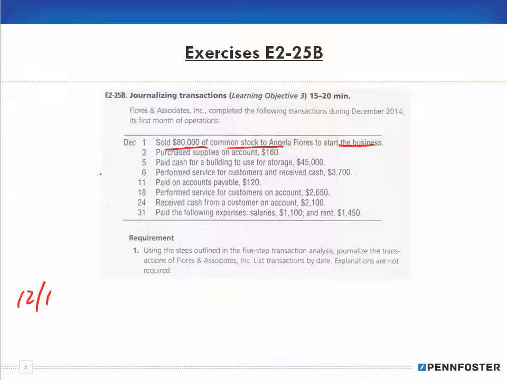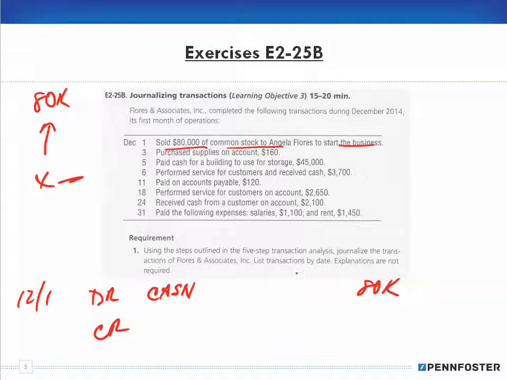So I'm asking myself, am I affecting cash? And that's yes, because the business is getting $80,000. So this was the balance, and it increases. My cash balance increases by 80. So that means I'm going to debit my cash for 80,000, and that means I credit something else. In this case, it's common stock for 80,000. And that's it for that journal entry.